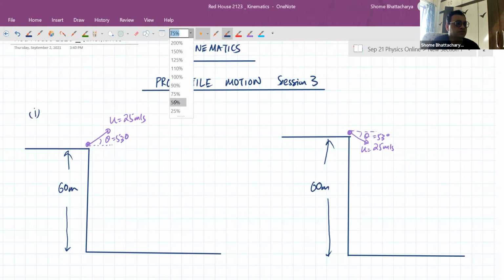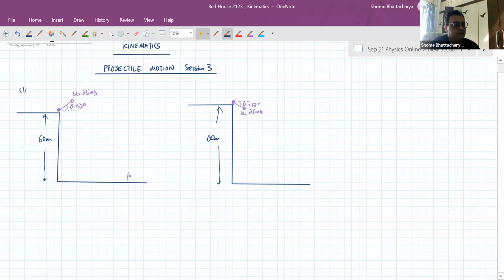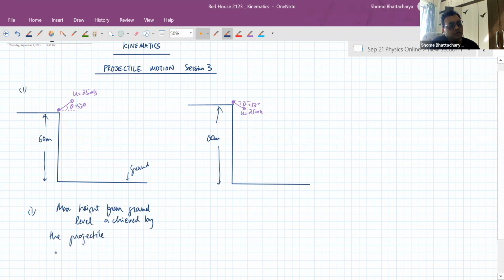Okay. And in this case, what we'll do is we'll find the maximum height from the ground level. Okay, so for case 1, we want to find the maximum height from the ground level achieved by the projectile. Okay. And the time t and the velocity at the instant when this height is maximum. Okay, that's what we're asking for the first case.